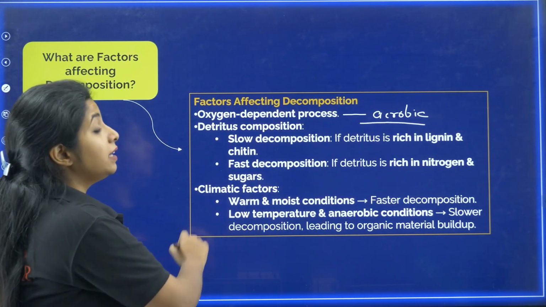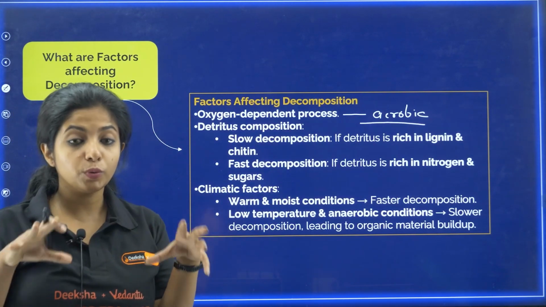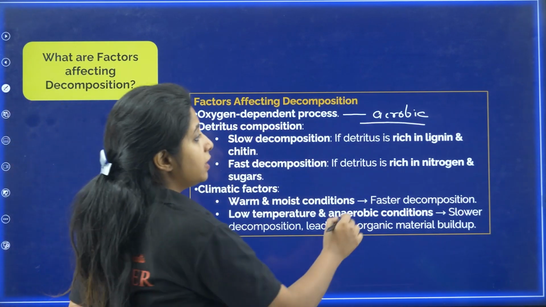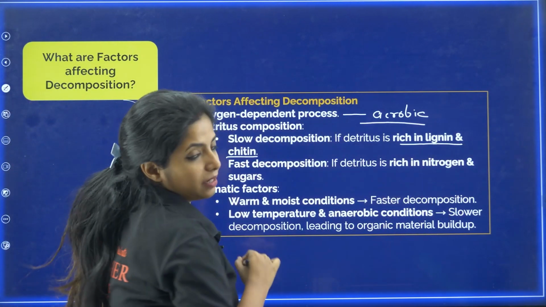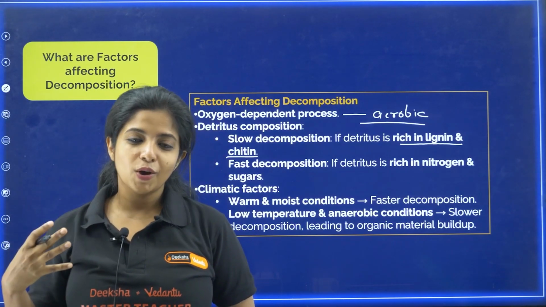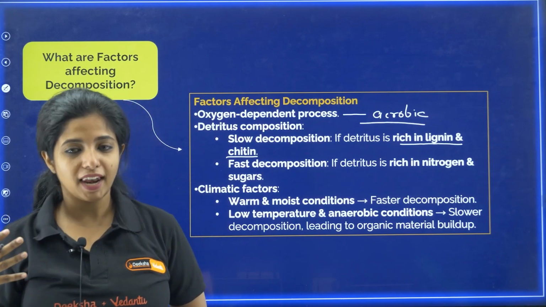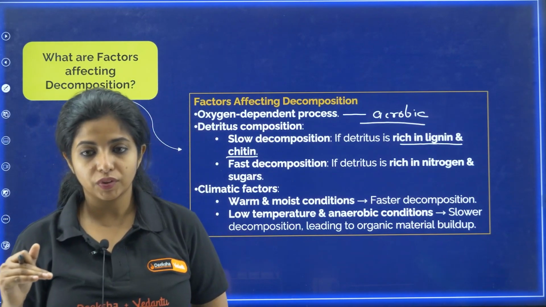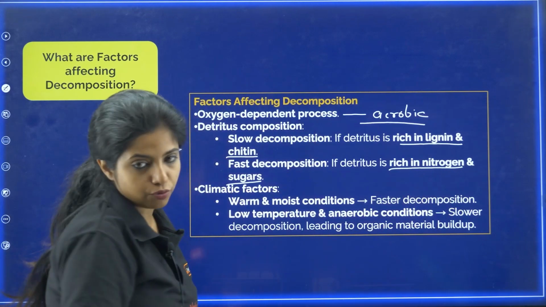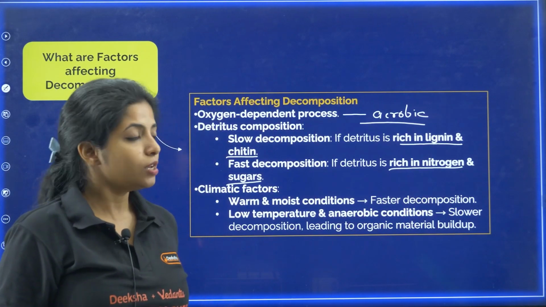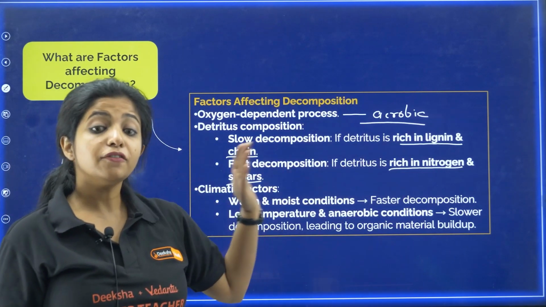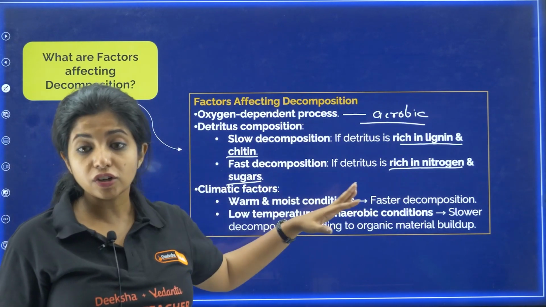Now second, detritus composition. The detritus that we are going to break down, its composition also matters. Slow decomposition will happen if the detritus is rich in lignin or chitin. Chitin and lignin are big substances. To break them down, it takes a lot of energy, and also a lot of organisms. So it's a slow decomposition that happens over there. If you want fast decomposition, the detritus should be rich in nitrogen and the sugars. So slow decomposition if the detritus is rich in lignin and chitin, my dear children, and fast decomposition will be seen if they are rich in nitrogen and sugars.